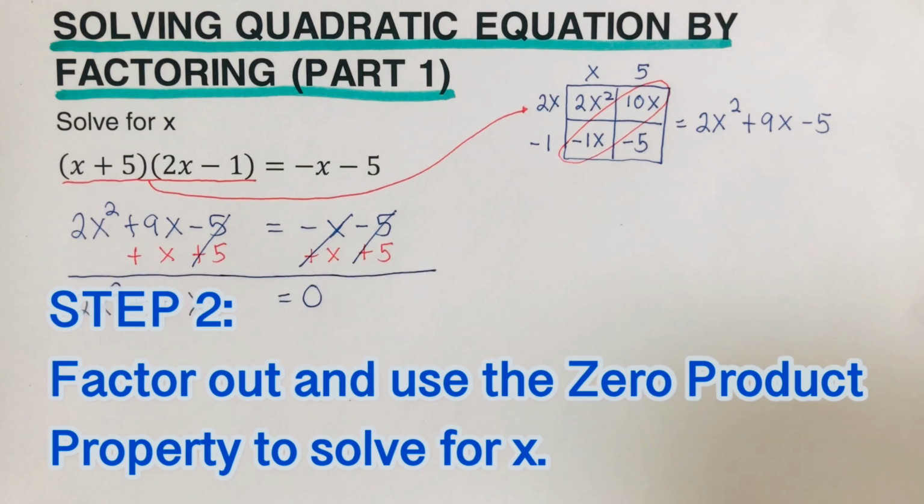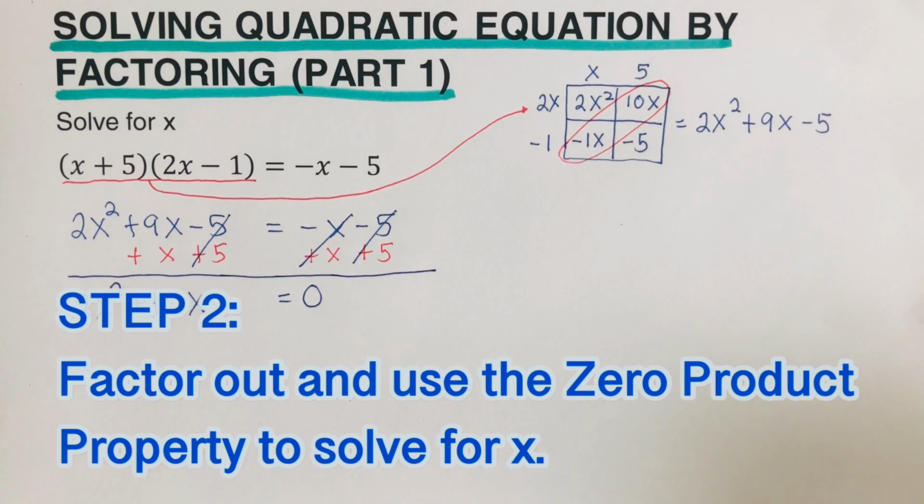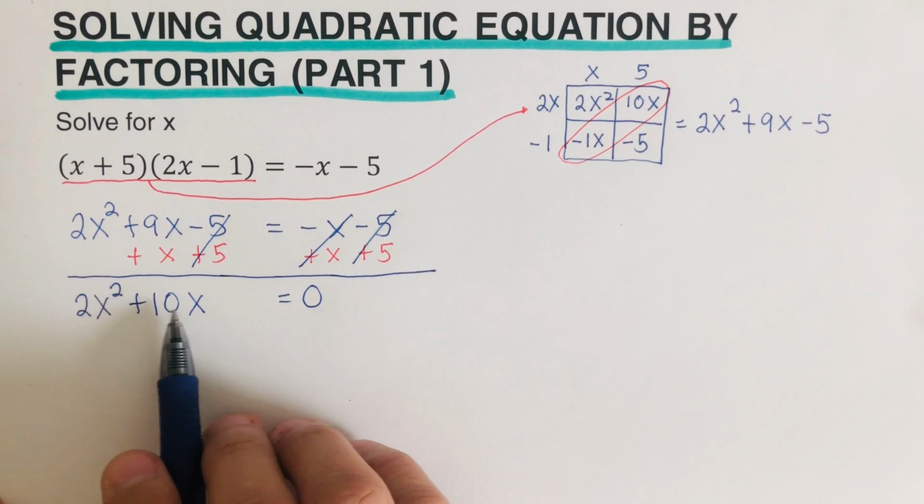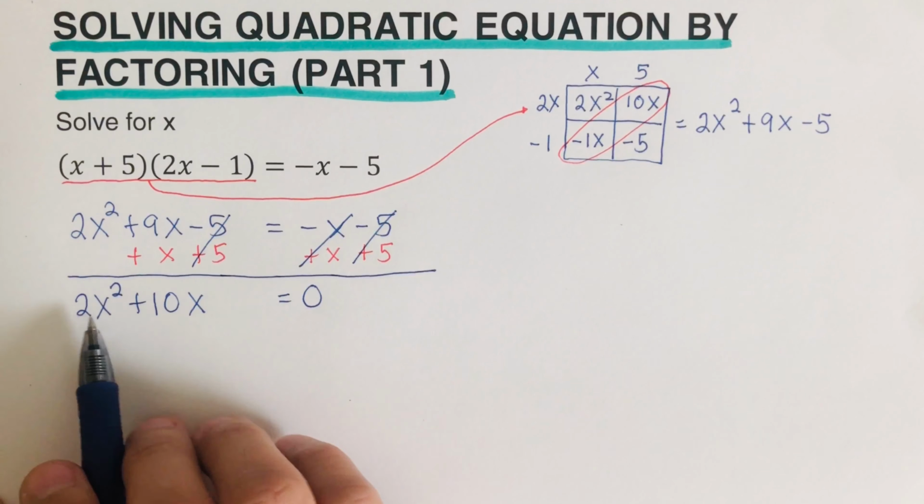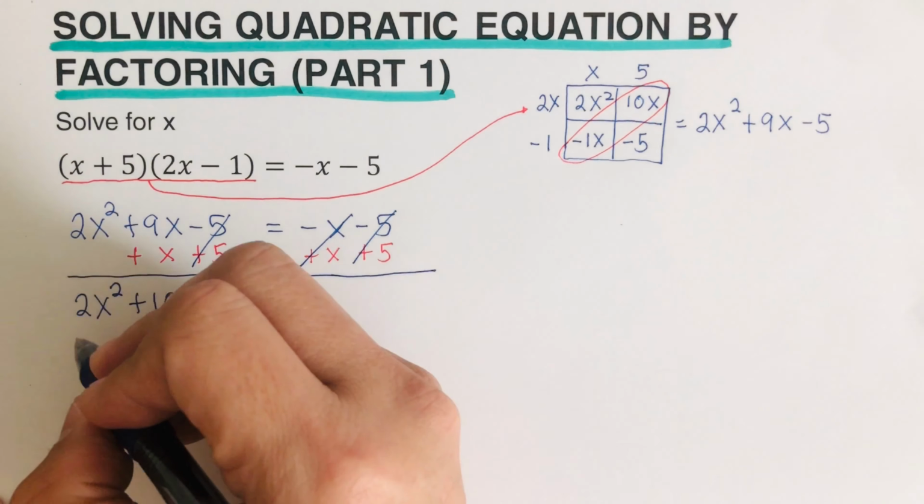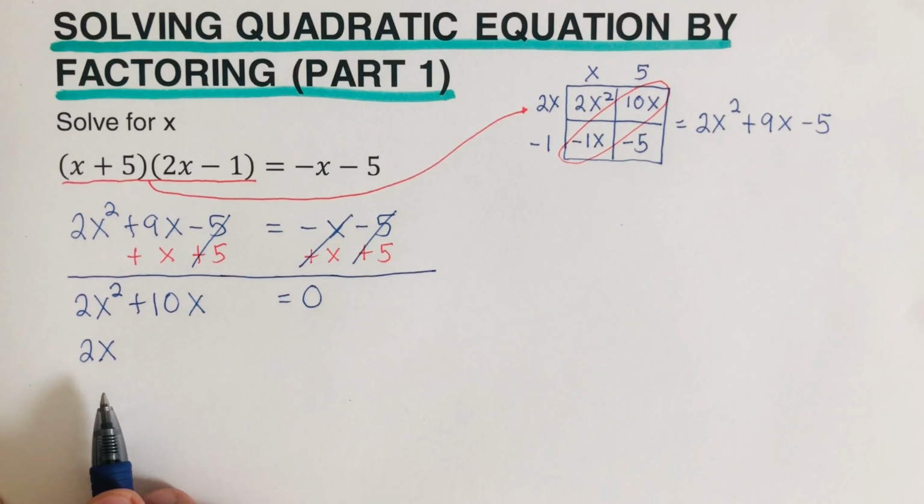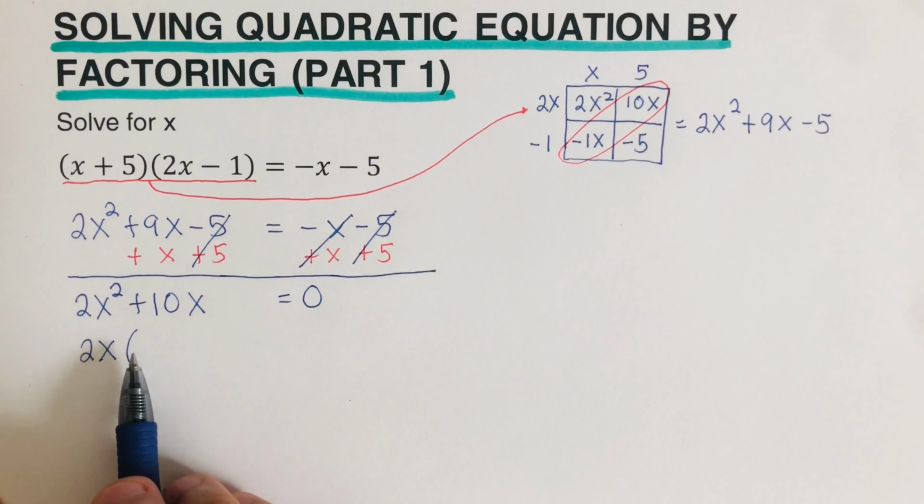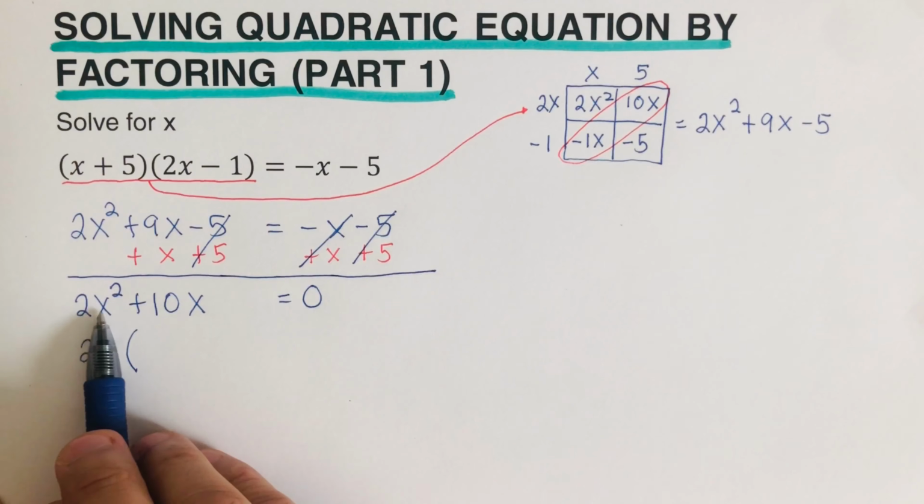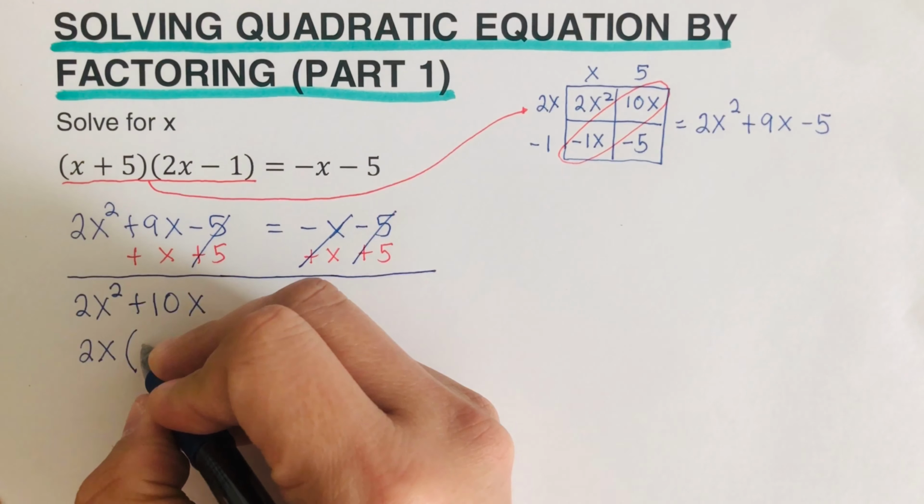The second step is to factor out and use the zero product property to solve for x. So we're going to factor this out. The common factor between these two is 2x. So I'm going to write 2x here. What I'm doing right now is the distributive property backwards. So 2x will be placed outside the parentheses. So what number do I multiply by 2x so that we get 2x squared? This one has to be x.